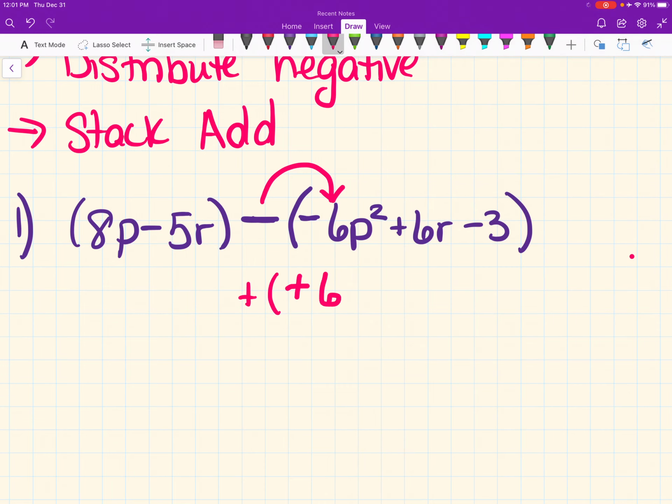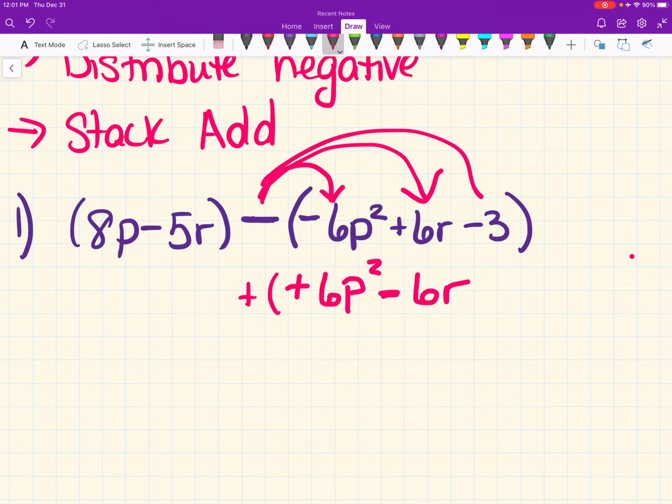Plus 6p squared. Then we're going to distribute that. A negative times a positive is minus 6r. And then a negative times a negative is plus 3.